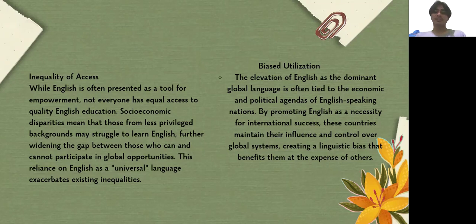And the third point is biased utilization. The elevation of English as the dominant global language is often tied to the economic and political agendas of English-speaking nations. By promoting English as a necessity for international success, these countries maintain their influence and control over global systems, creating a linguistic bias that benefits them at the expense of others.